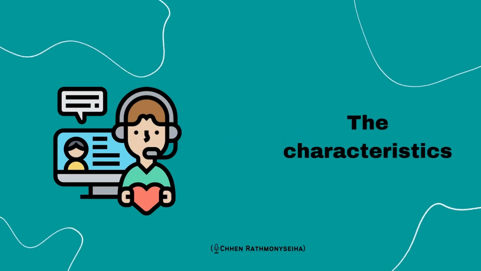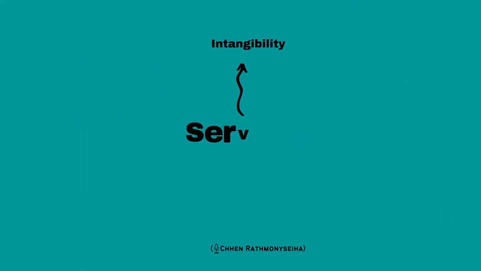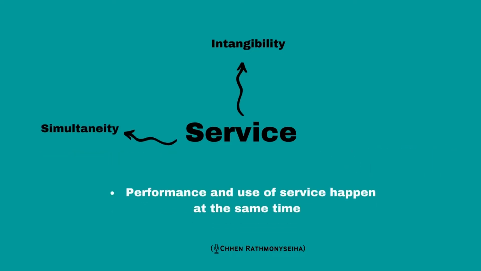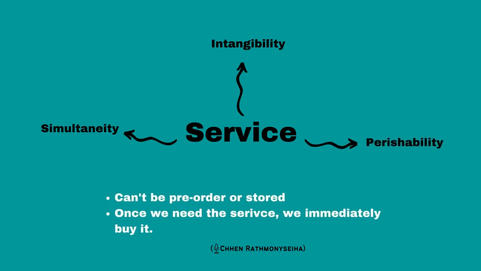Now, let's talk about the characteristics of service. Intangibility. There are no physical products, but many qualitative factors involved. Simultaneity. It means that performance and use of the service happen at the same time. Perishability. The service can't be pre-ordered or stored. Once we need the service, we immediately buy it.